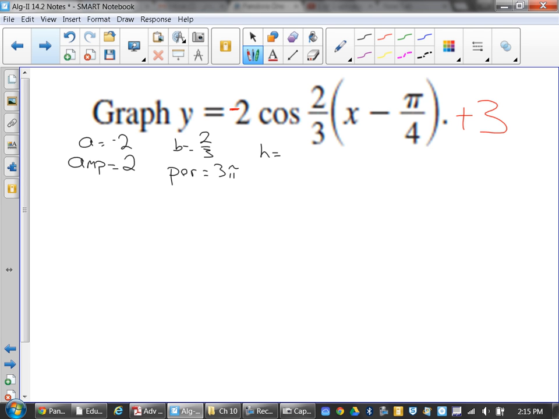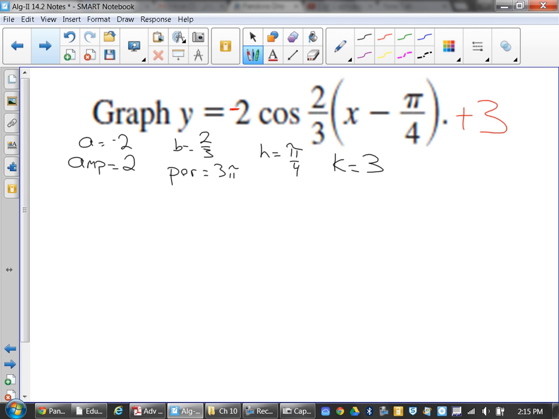My H, is it positive or negative? Positive. I learned that. Positive pi over 4. It took us so long to learn. And my K value is 3. So this one's going to have a shift to the right and up.